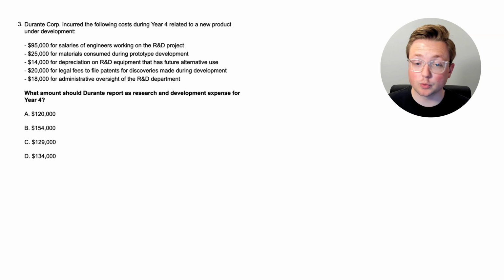$95,000 for salaries of engineers working on the R&D project, $25,000 for materials consumed during prototype development, $14,000 for depreciation on R&D equipment that has future alternative use, $20,000 for legal fees to file patents for discoveries made during development, and $18,000 for administrative oversight of the R&D department. So some things we've already learned about in this question and some things that we haven't seen before.